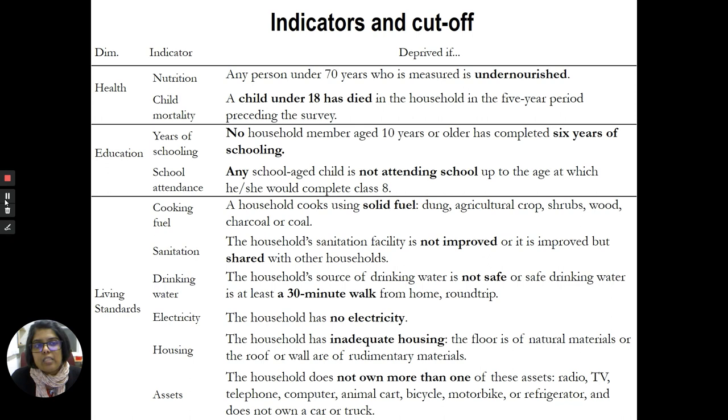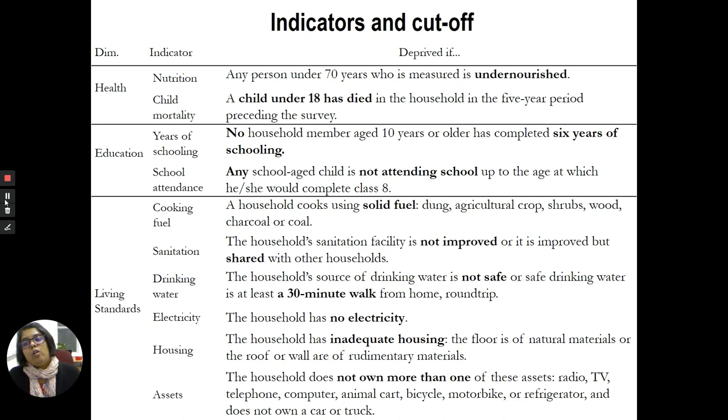Individuals are deprived in years of schooling if no household member aged 10 years or older has completed 6 years of schooling. In other words, if at least one member within the household has 6 years or more schooling, then everyone in the household will be identified as non-deprived. Individuals are deprived in school attendance if any school-age child is not attending school up to the age at which he or she would complete class 8. For example, if the household has 3 children of school age, 2 are attending school while 1 child is out of school, then everyone in the household will be identified as deprived in school attendance based on the information of this one child who's not attending school.